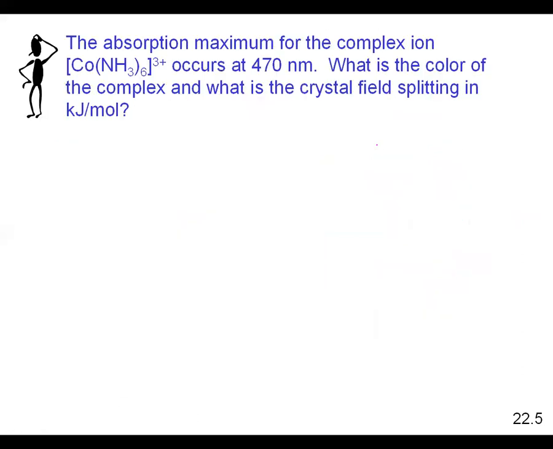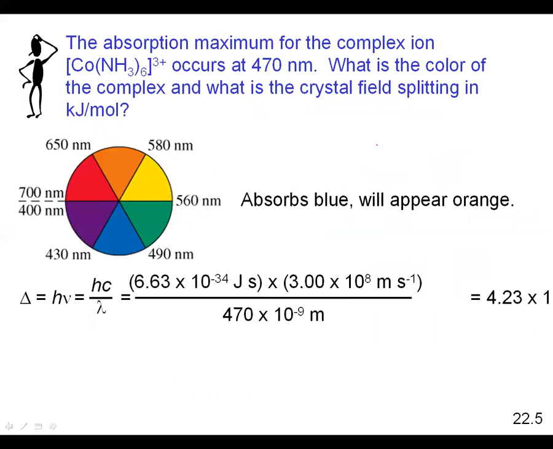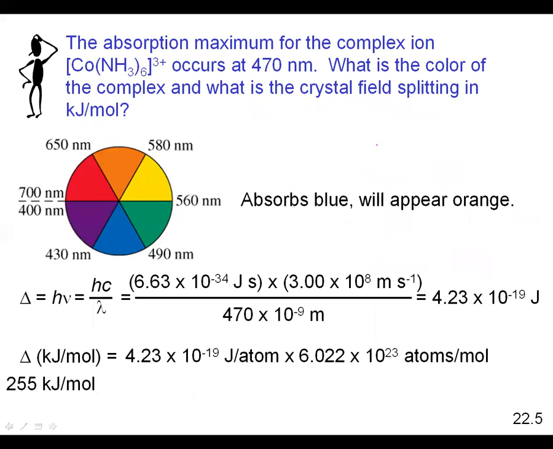So let's take a look at an example here, and I think on your notes it's worked out. Let's go through the calculation to make sure everybody's on the same page. If we were given that the absorption maximum of this complex ion occurs at 470 nanometers, what is the color of the complex and what is the crystal field splitting?